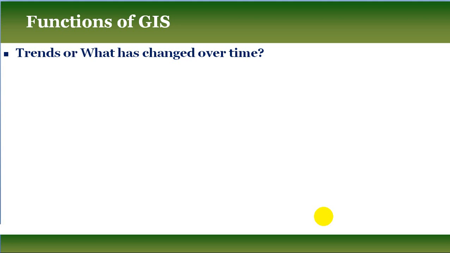We need different years' land use land cover data, or we may need different years' urban area maps, so that we can measure how the urban area changes and expands over the years by GIS software.